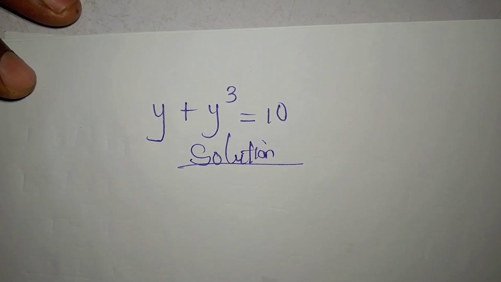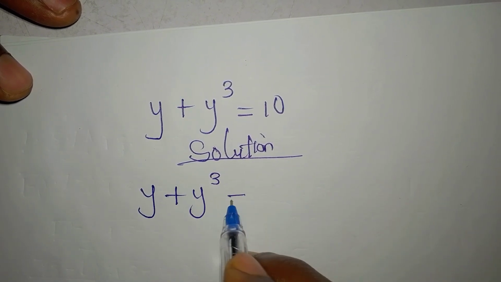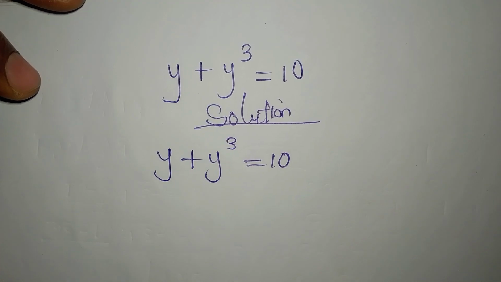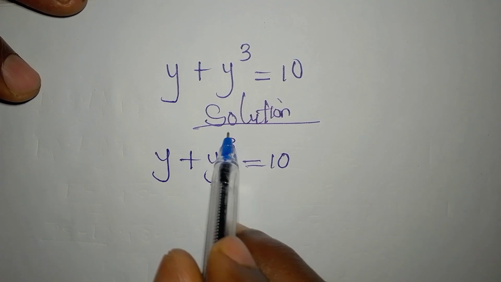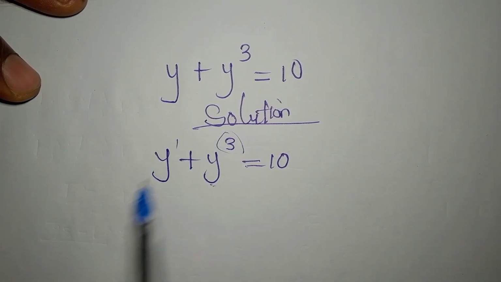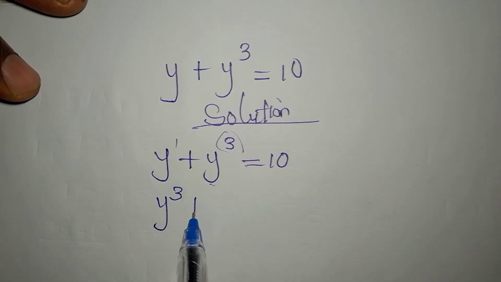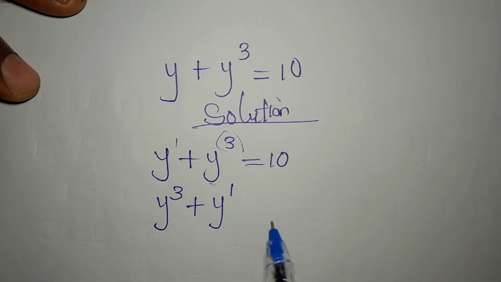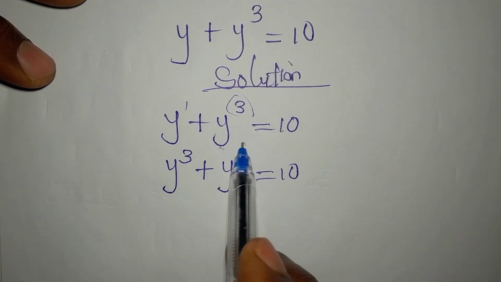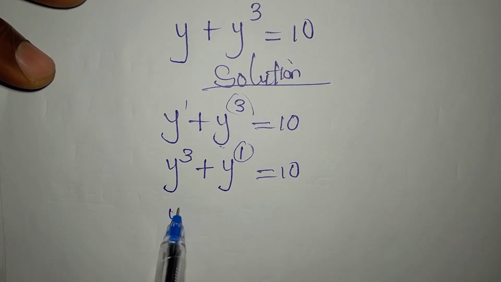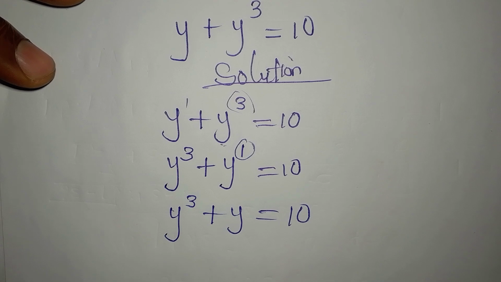Okay, let's solve this problem. y plus y to the power of 3 equals 10. Let's write this before this one, because this has power of 3 and this has power of 1. y to the power of 3 plus y to the power of 1 is equal to 10. But there is no point writing this power here. So write y to the power of 3 plus y equals 10.